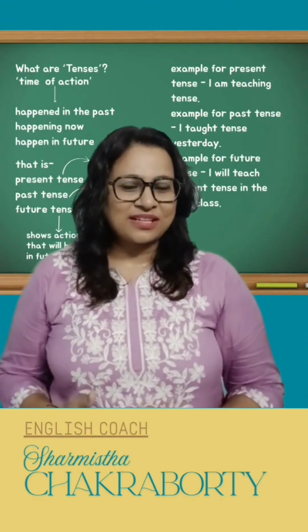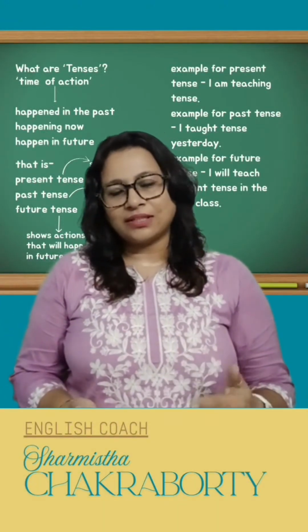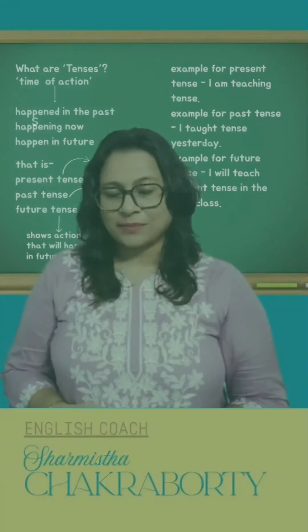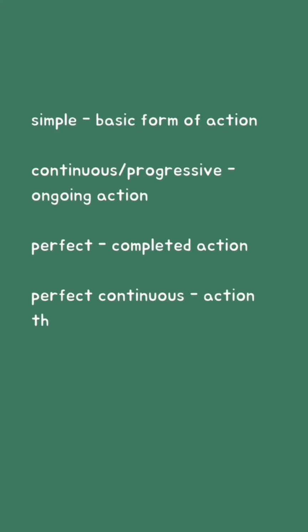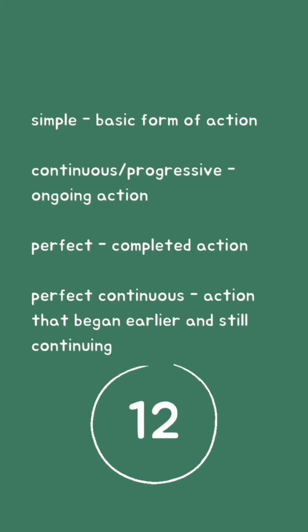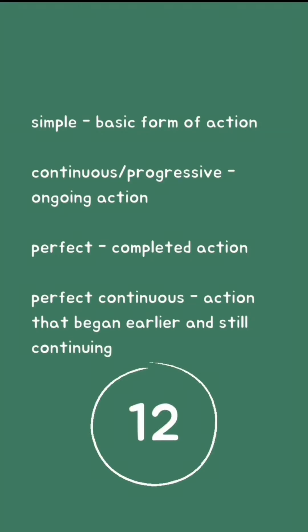But it doesn't stop here. Each tense is divided further into 4 aspects. These are simple, the basic form of action, the continuous, the ongoing action. It is also called progressive, the perfect, the completed action, and the perfect continuous, the action that began earlier and is still continuing. That means we have 12 forms of tenses in total.